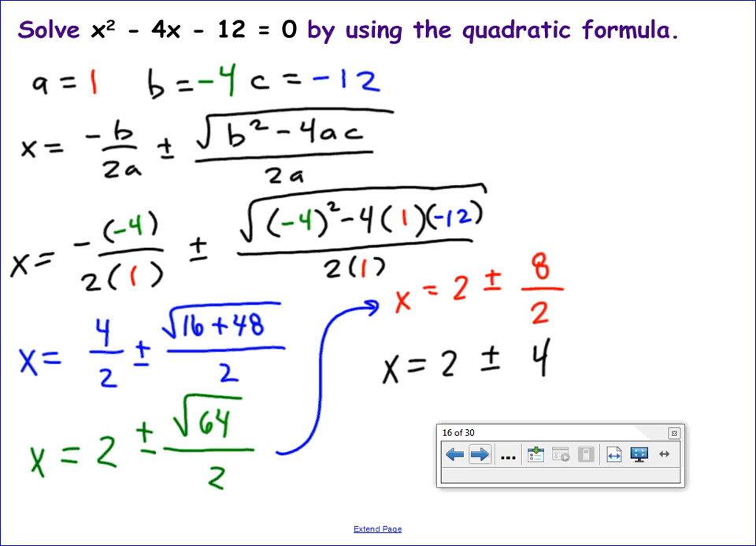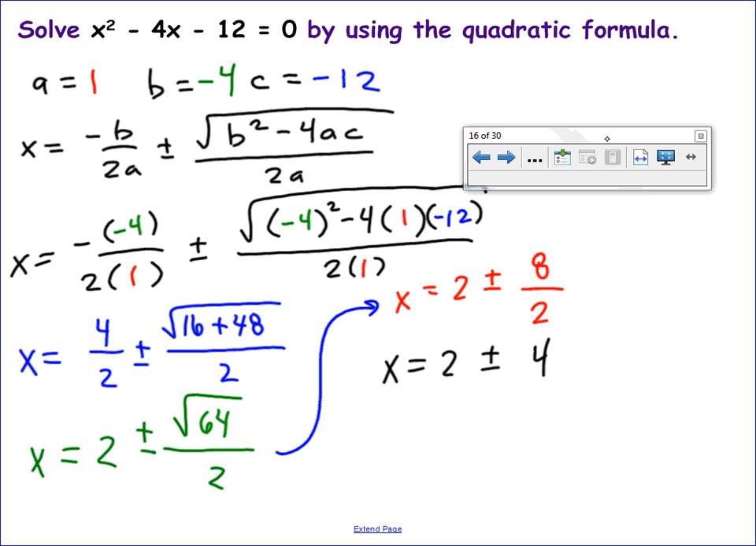I know that 8 halves reduces to 4, and it appears as though my solutions are given by x equals 2 plus or minus 4. How many solutions does this represent? How many solutions are there? There's 2 solutions. One is gained by starting at 2 and adding 4 to it. The other is gained by starting at 2 and subtracting 4 from it.